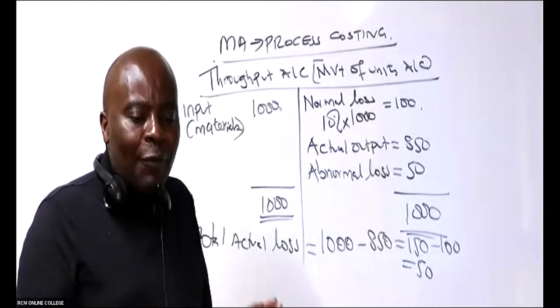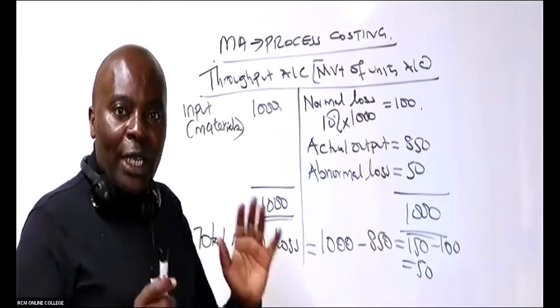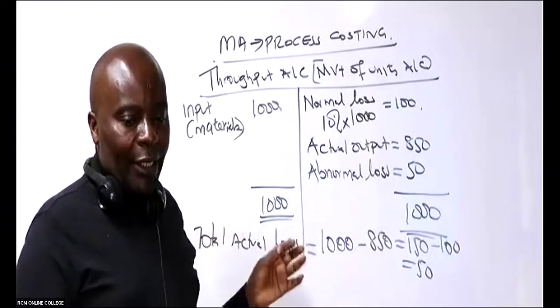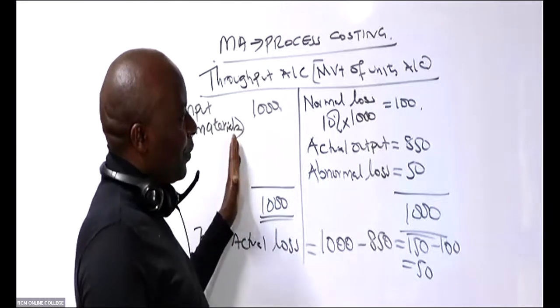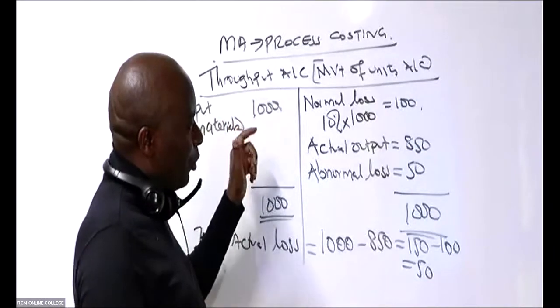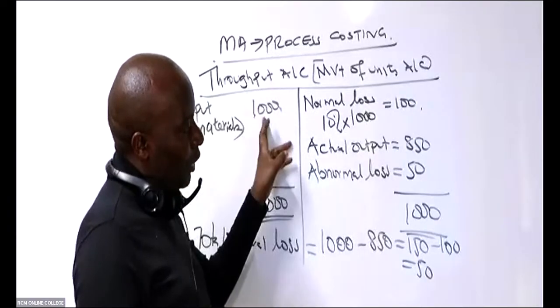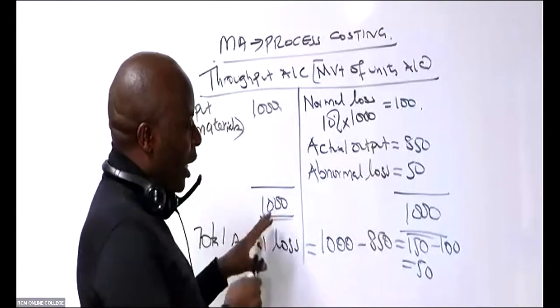But we don't have to go that way at all. For us, it's all about balancing the throughput account. The moment I've put in the input, then I account for the entire input. So I have normal loss, which has been given as 10% of the input, 100. They have given me actual output of 850, come and balance.